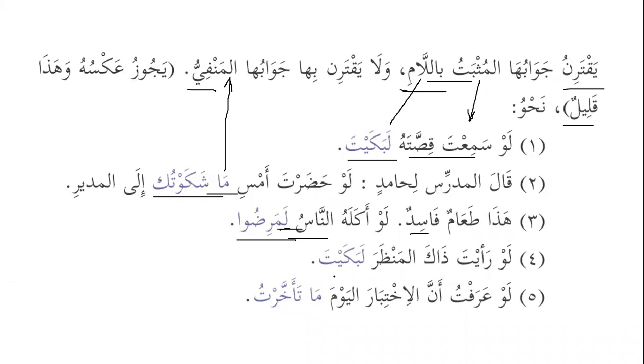So that could be a sight which is not really amazing, something that is dangerous or terrible. That's why it says لو رأيت ذاك المنظر لبكيت. So we can see over here again that lam has been connected to the jawab al-shart. Then we have لو عرفت أن الاختبار اليوم ما تأخرت. Had I known that the exam was today, I wouldn't have delayed. Ma ta'akhartu, I wouldn't have delayed. So here we have ma, that's why lam is not connected to that.